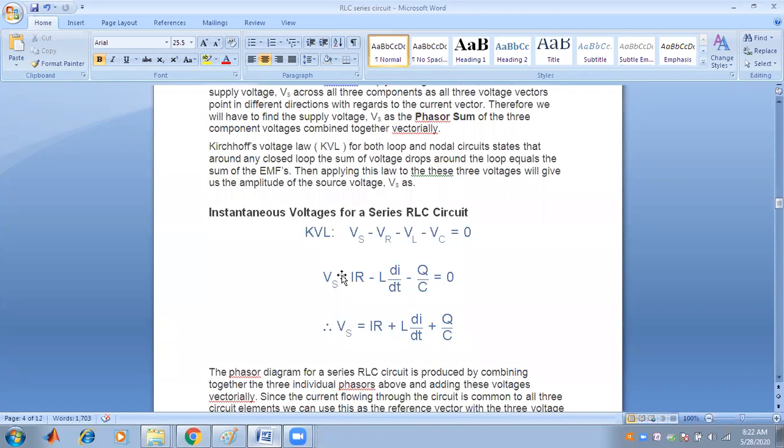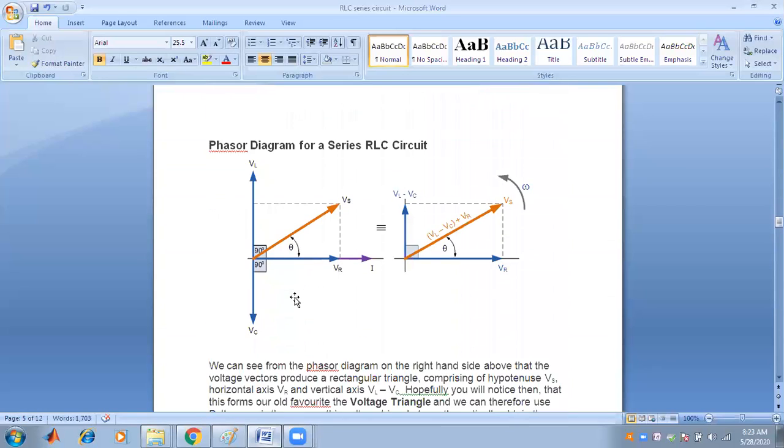So let us apply the concept to the series RLC circuit. The voltage equation is VS, the input voltage, minus VR, the voltage across the resistance, minus VL minus VC equal to 0. So VS equal to VR, that is iR, plus VL, that is L di/dt, plus VC equal to Q by C. So VS equal to iR plus L di/dt plus Q/C. Now we have to find the phasor diagram.